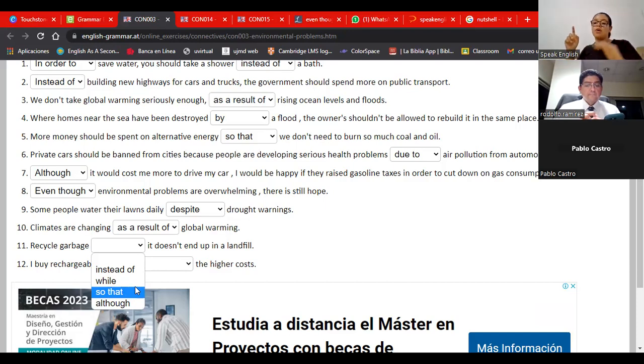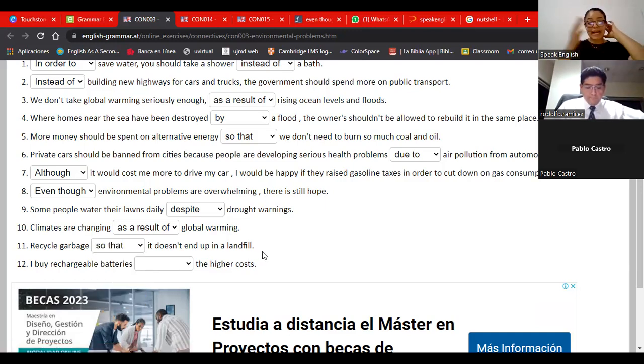Although is for a contrast. But in this case, it is so that. What I don't understand is the meaning of so that in this case. Para qué? So we are saying, recicle su basura para que no termine en los vertederos.